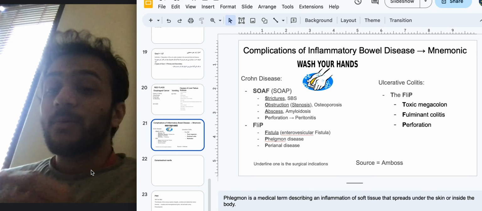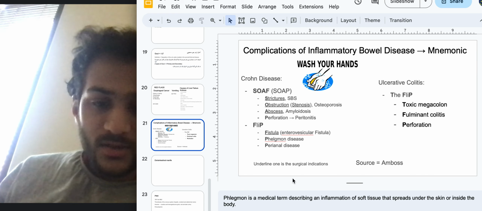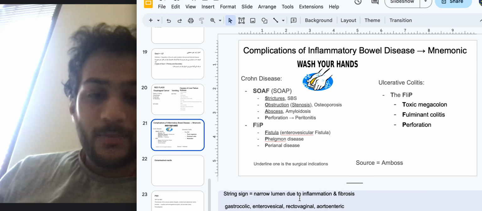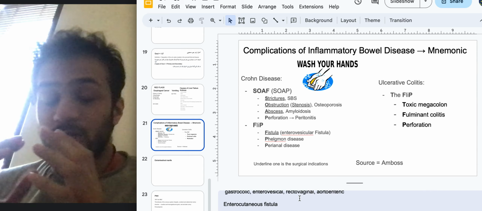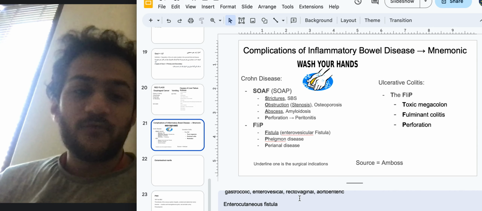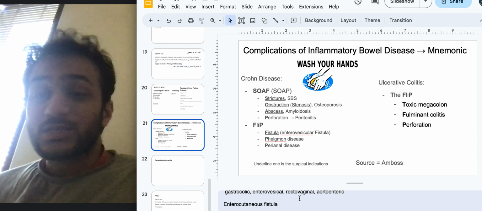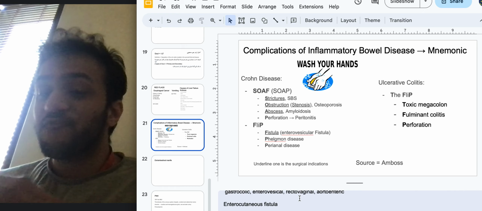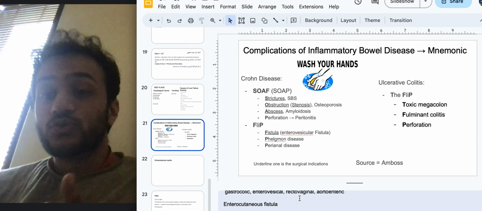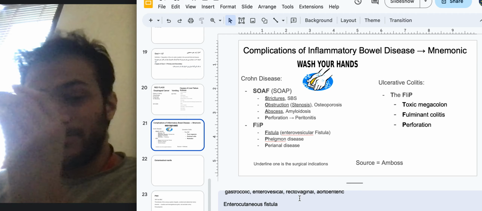I wanted to speak a little bit about the fistula because the fistulas themselves are quite a topic. Okay. So there are 5 different types of fistulas: enterocutaneous, gastrocolic, enterovesicular, rectovaginal, and aortic enteric. There are many different types of fistulas over here.